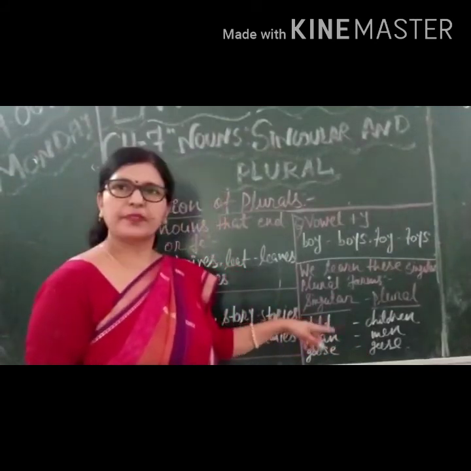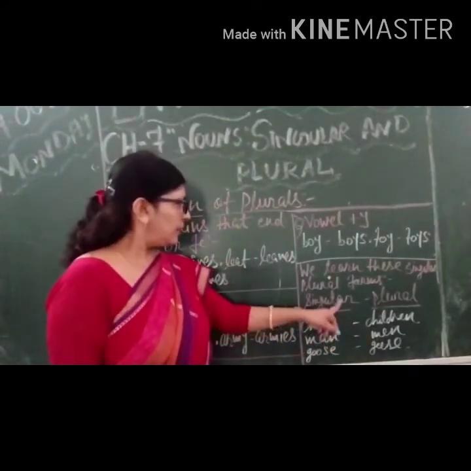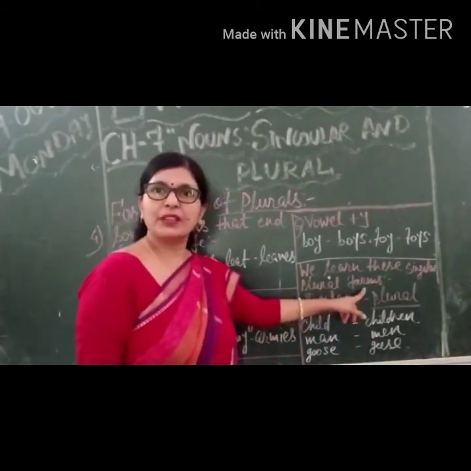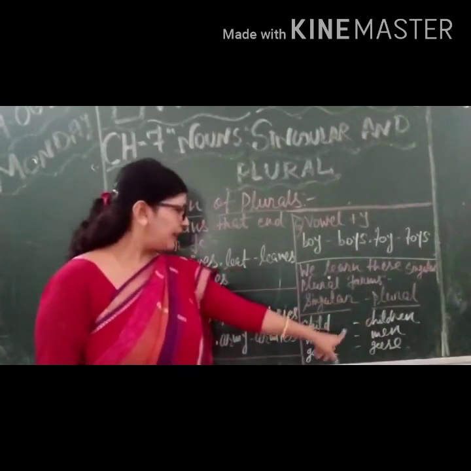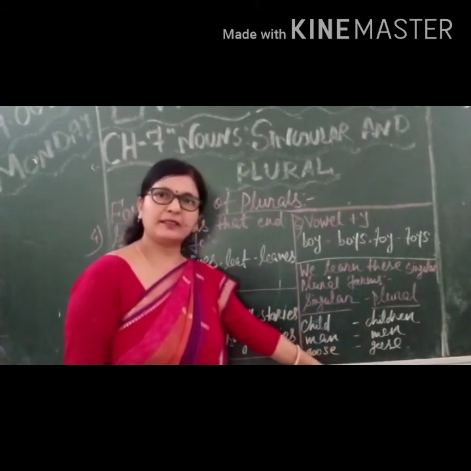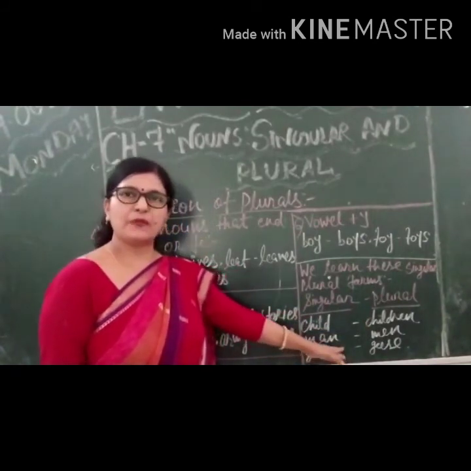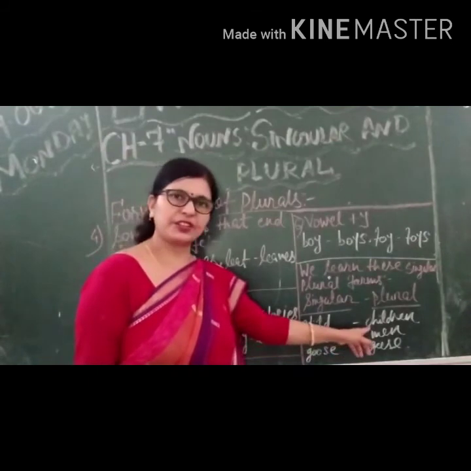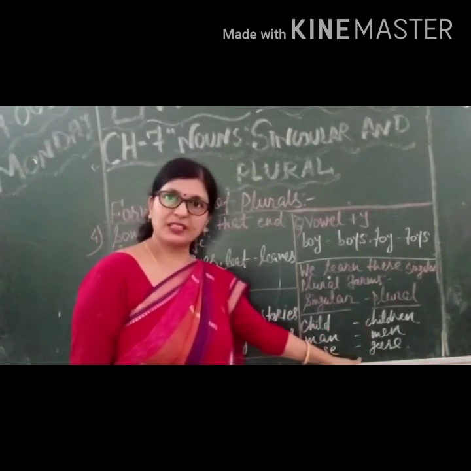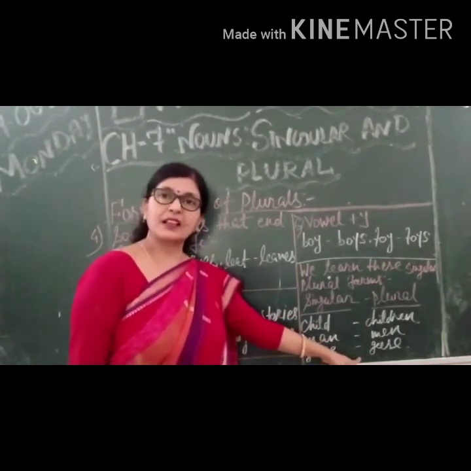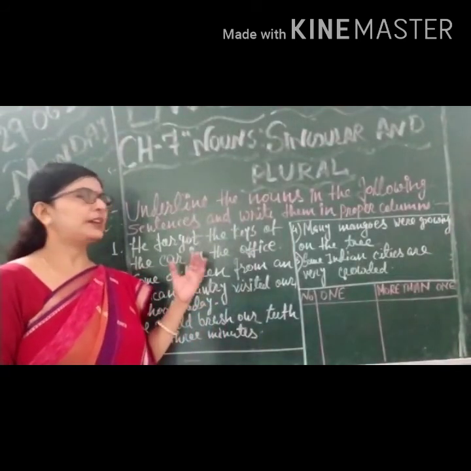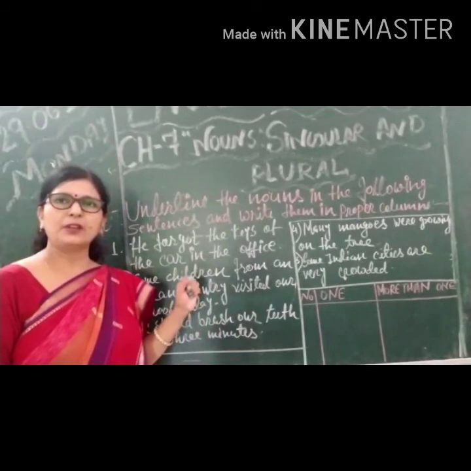Now children, you can see here that we learn these singular plural forms also. As you can see here, some of the words are given, and you have to learn the plural forms of these words like child, children, man, men, goose, geese. These are the exceptions, some of the words.